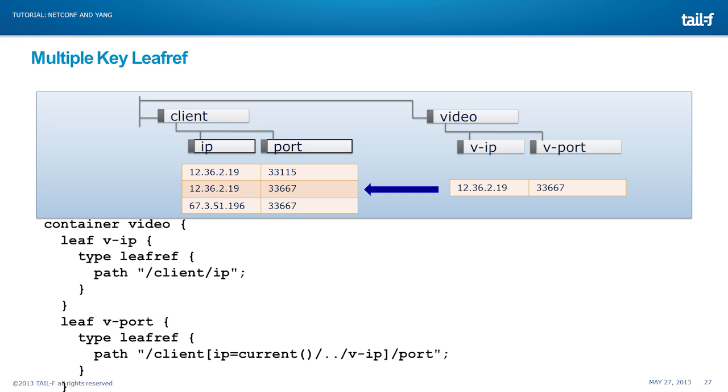Now, if you look at that populated example, you see client IP 12.36.219 appears twice with 2 different port numbers.